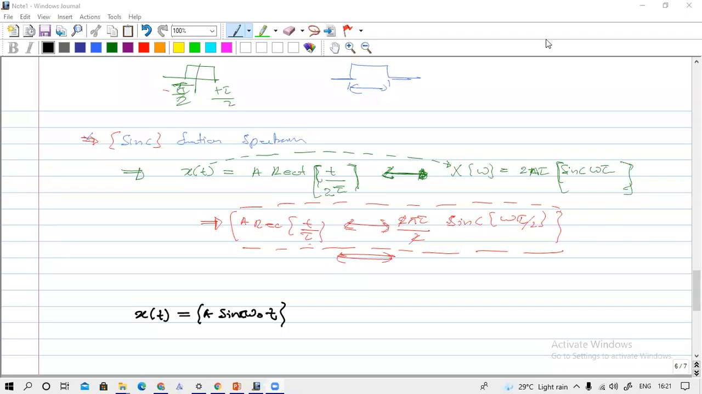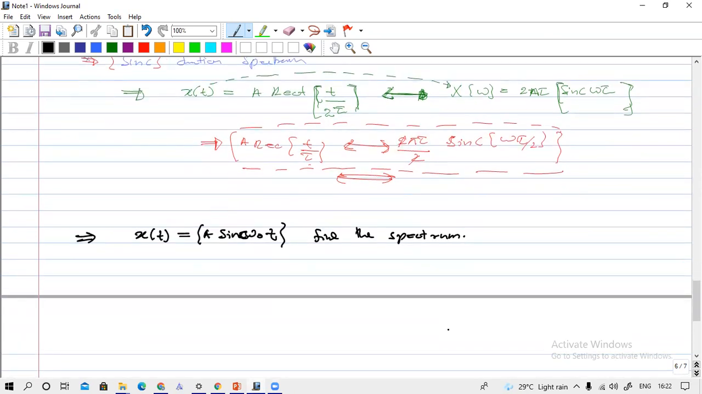So you can see that. We are given this signal. It is a sinc signal, and we are asked to find the spectrum. Actually, this is the problem you have.